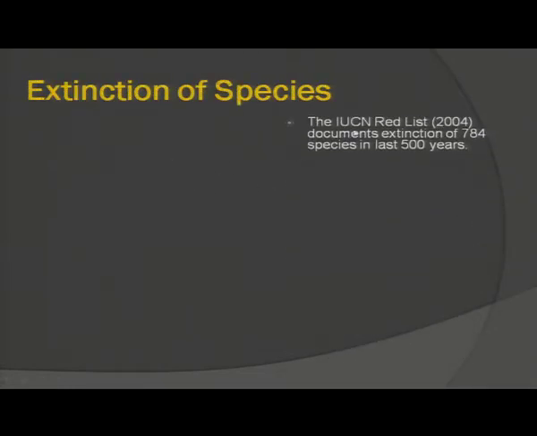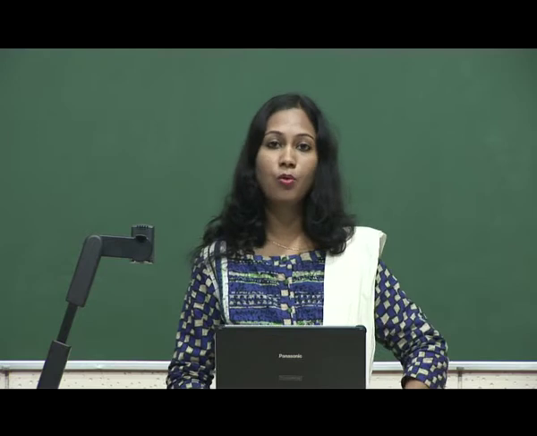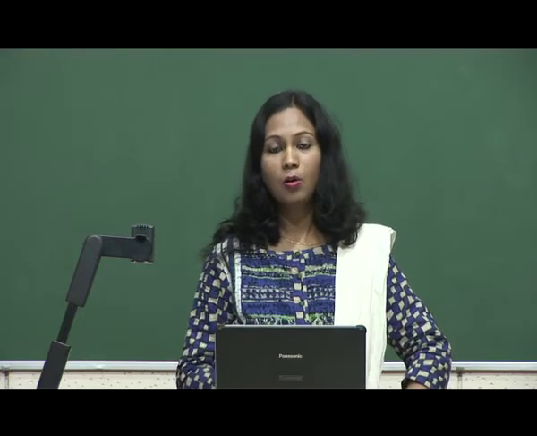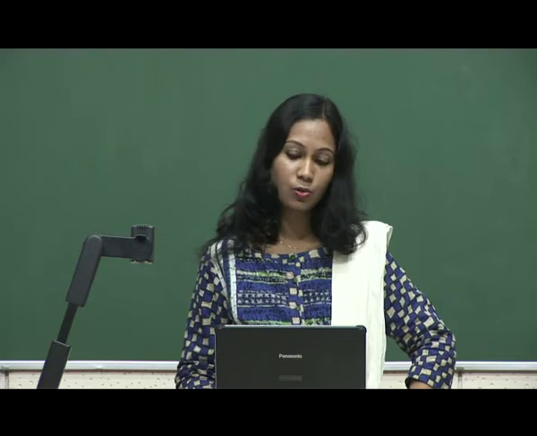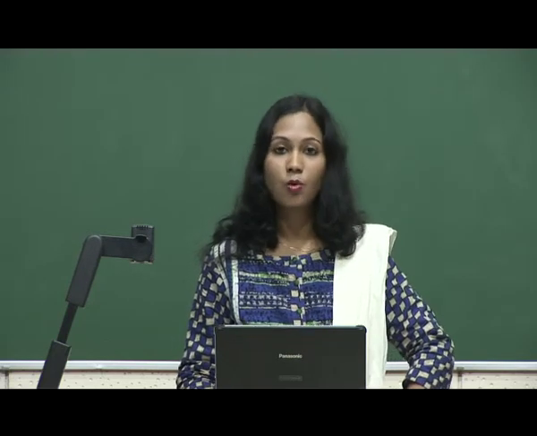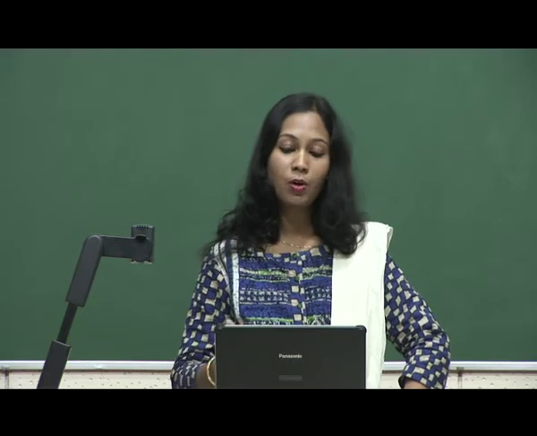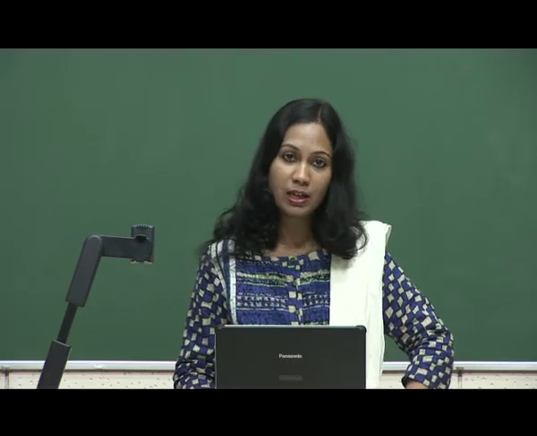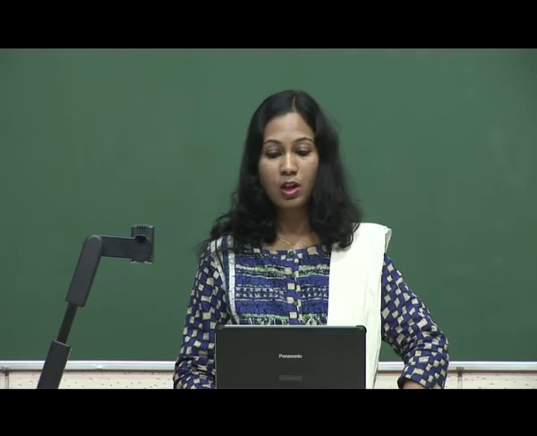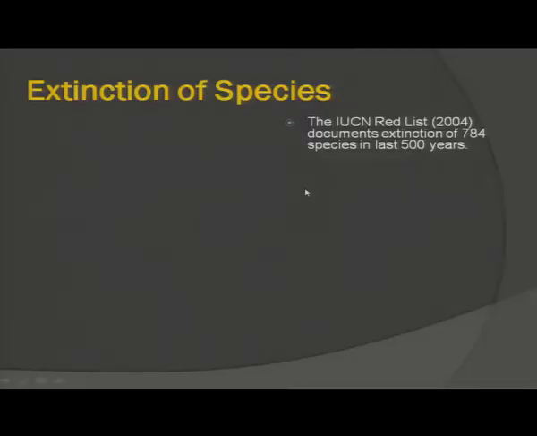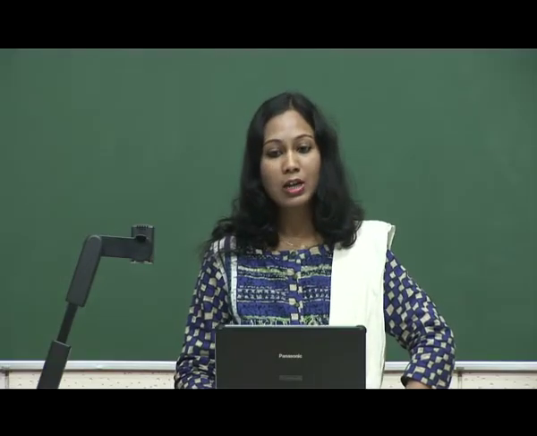Extinction of species. The IUCN Red List documents the extinction of 784 species in the last 500 years. Earlier also I told you that it is the 6th episode of mass extinction. There have been already 5 such episodes of extinction, but this one is the most important, because it is taking place at a greater pace, about 1000 to 10,000 times more as compared to the earlier episodes of extinction. And the blame for all this goes to, yes, you are right, the human activities.